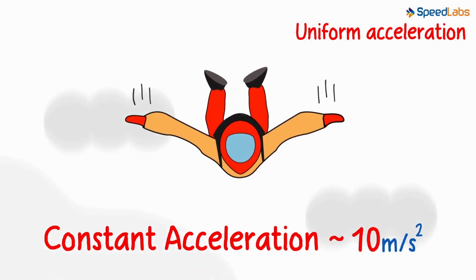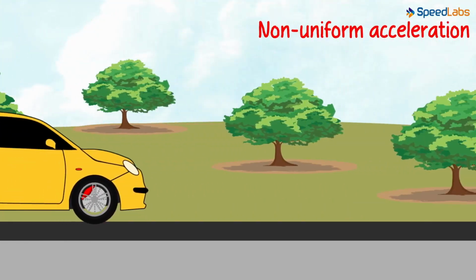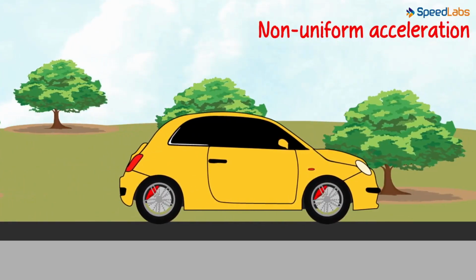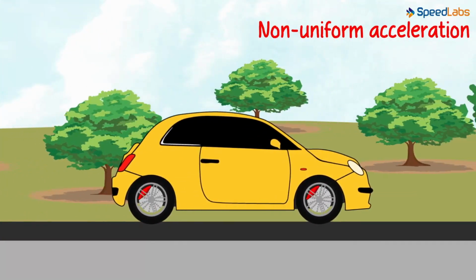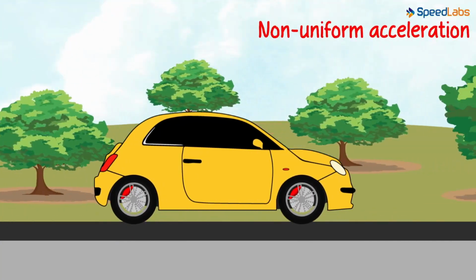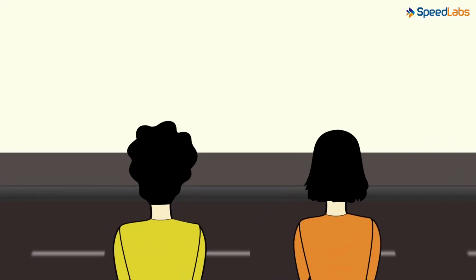And a perfect example of non-uniform acceleration is that of a car moving along a straight road. It changes its speed by unequal amounts in equal intervals of time. Now that we have started talking about cars, let's end the video with an interesting example.